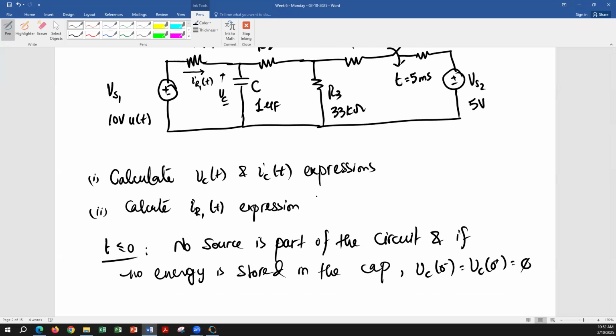Vs1 is getting activated, and then the next change is happening at 5 milliseconds when the switch is going to close. So Vs2 is also going to become part of your circuit. So in this type of problem, of course, you are going to evaluate the circuit between the first change and the second change, and then after the second change, right? Because there are two changes happening. So between 0 and 5 milliseconds, that's your evaluation for the first circuit.